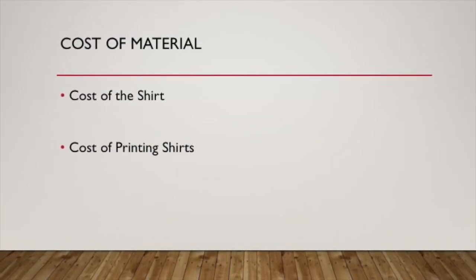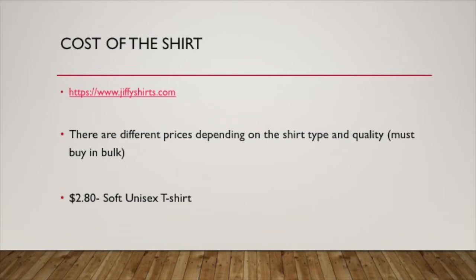Now, how do I figure this out? Well, if you go to slide number 10, I did some Googling. I went to Google and I looked it up. If you go to jiffyshirts.com, and there's lots of different places you can buy it, but I went to Jiffy Shirts. It's a big company that makes blank T-shirts. If you click on that link, you'll see there's many different prices depending on the shirt type and quality.